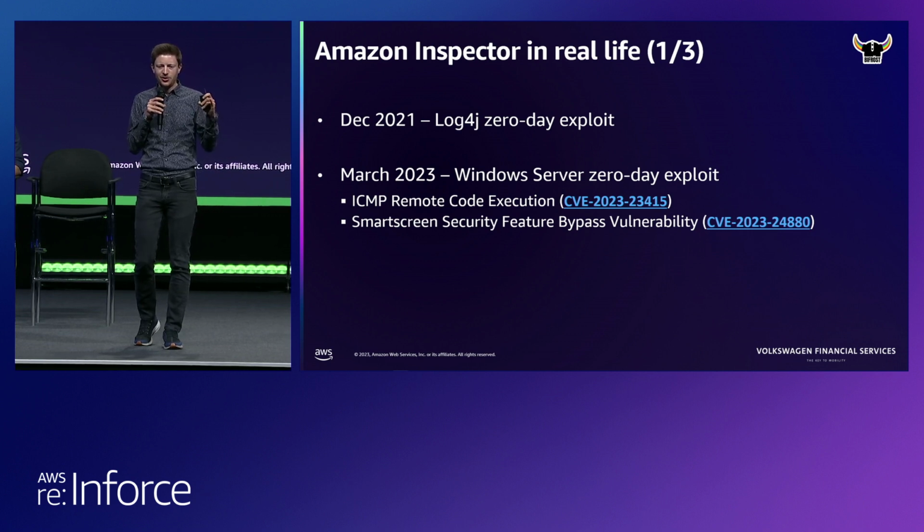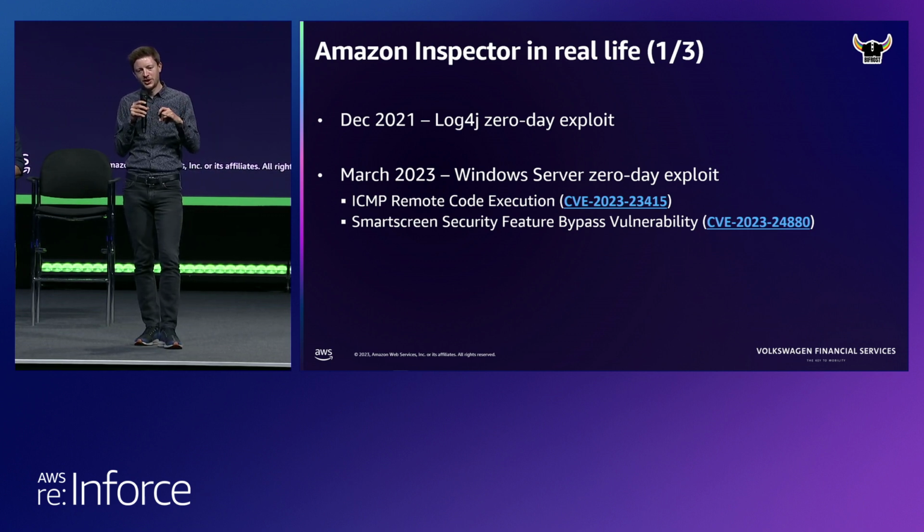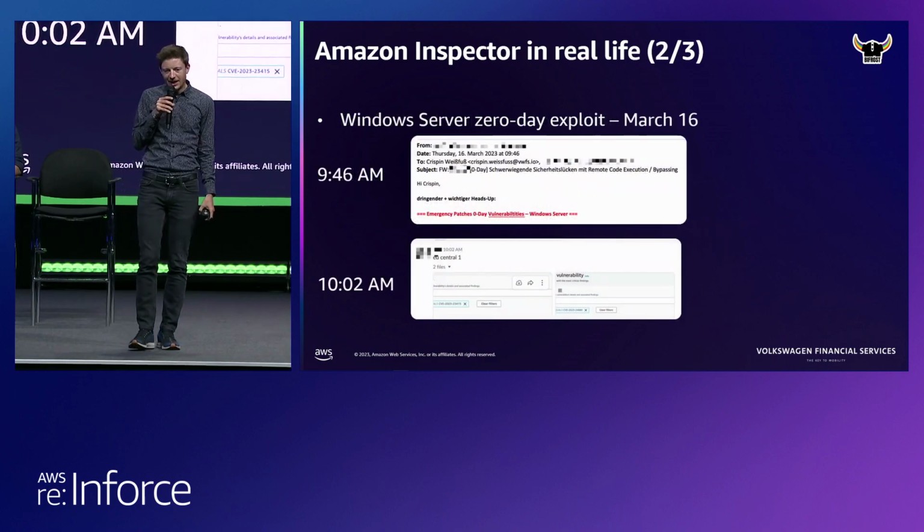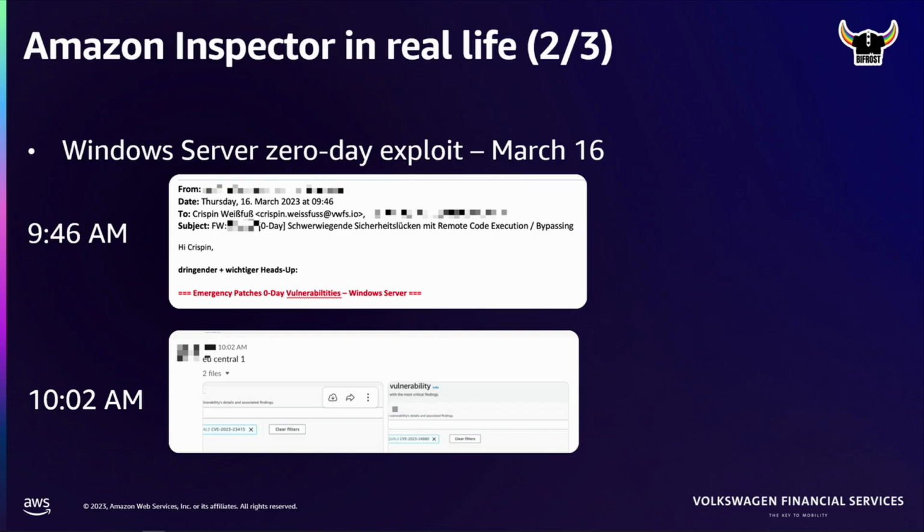But I actually like to talk also about a second one, which happened in March 2023, which was the Windows Server 0-day exploit. There were two vulnerabilities introduced: the ICMP remote code execution, and the second one, the SmartScreen security feature bypass. So I got a call at 9:46 a.m. in the morning and an email saying, hey, there's a 0-day exploit. Actually, two of those. It's very critical. We need to report on that immediately.